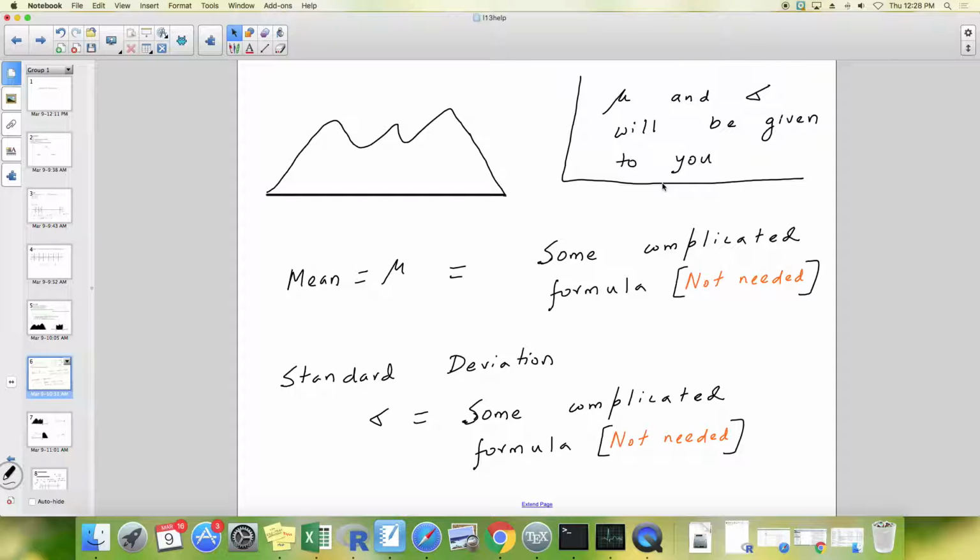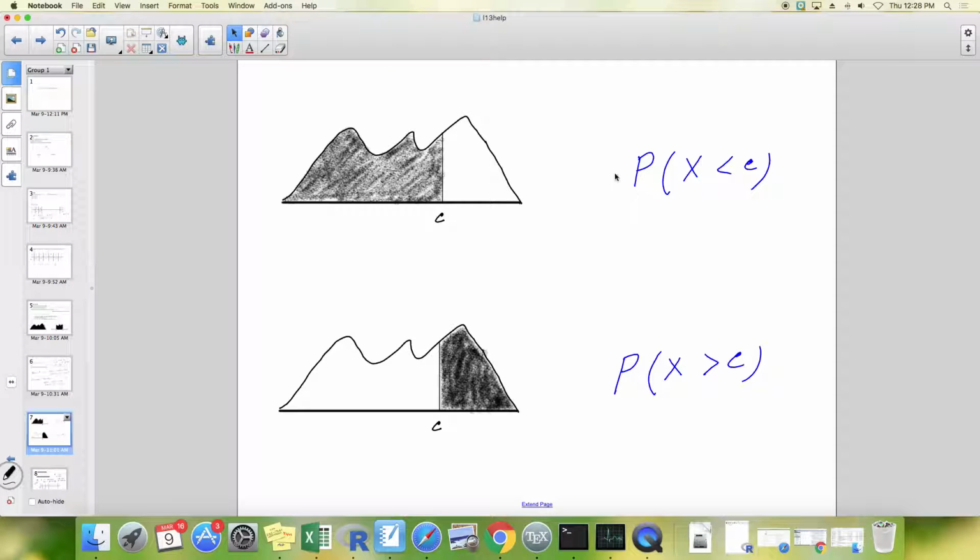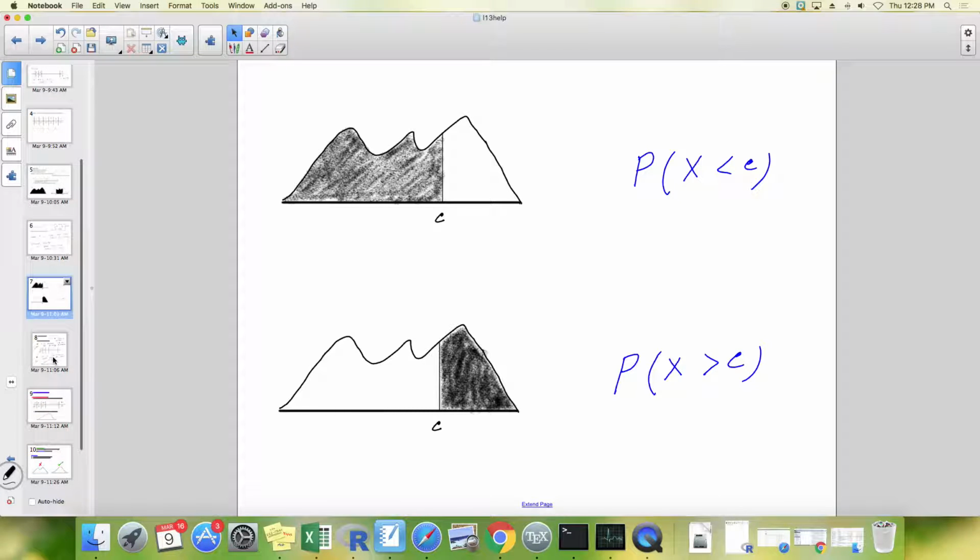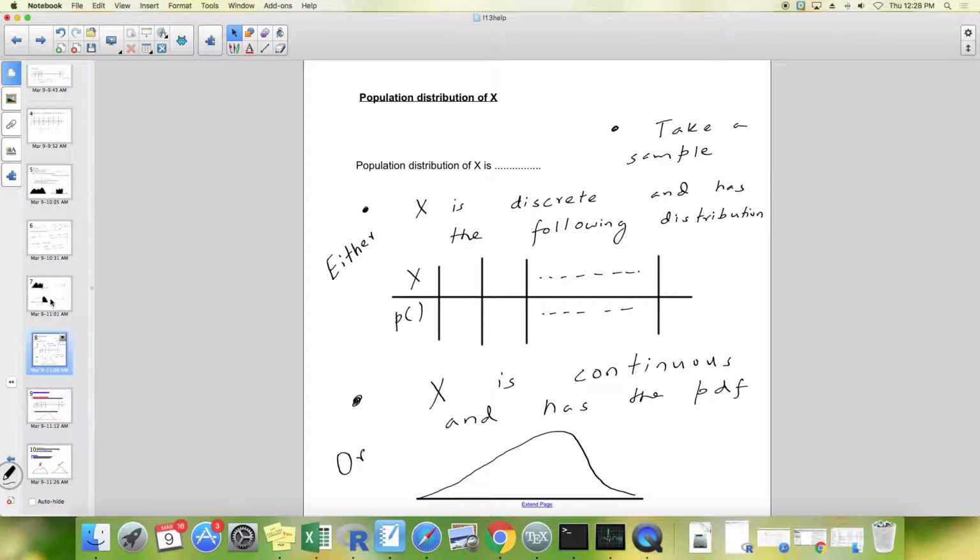Once again, it's not that there is no formula. So for each graph like this, there is a formula, but the formula you don't need. So I'll simply tell you something like mu equals 5, sigma equals 7. How I got the number 5, how I got the number 7, you don't need to worry. One obvious point, someone asks you what's probability x less than c, you just shade all the area left of c. You want to find probability x bigger than c, you shade all the area to the right of c. And I guess you know that. So that's it, like discrete and continuous.